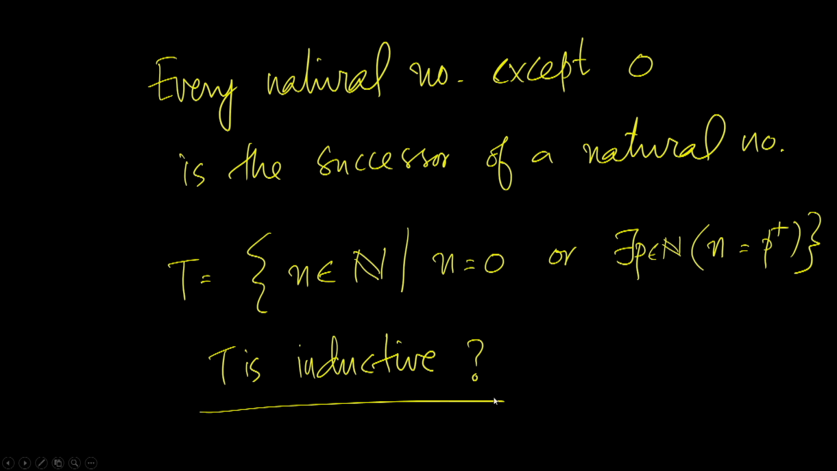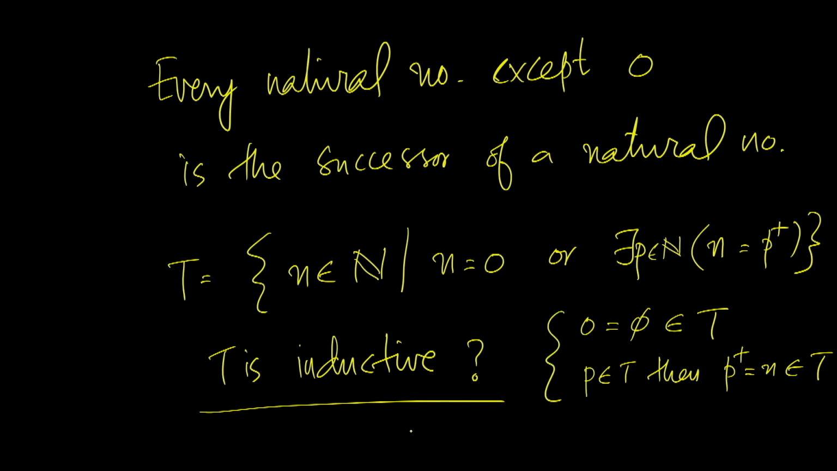To prove that T is inductive, we have to show two things. First of all, we have to show that empty set belongs to T, but empty set is the same as 0, and 0 certainly belongs to T, because T contains all those natural numbers that are either 0 or are successors. So, 0 is explicitly included here. So, 0, which is the empty set, belongs to T. So, T satisfies the first requirement. Then what is the second requirement? The second requirement says that if P belongs to T, then P plus, which is n, also belongs to T. That is also satisfied. Therefore, T is indeed inductive.